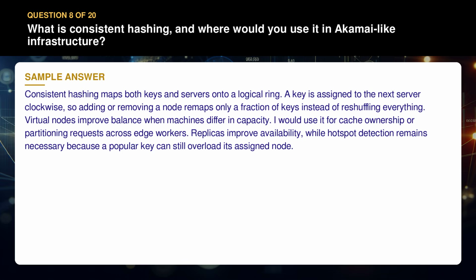Virtual nodes improve balance when machines differ in capacity. I would use it for cache ownership or partitioning requests across edge workers. Replicas improve availability, while hotspot detection remains necessary because a popular key can still overload its assigned node.